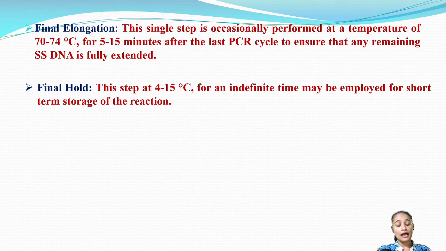We want to keep it at 4 degrees centigrade, and we can carry out this step of final hold. So we don't want any of the PCR product to get amplified, and we want to stop the non-specific amplification of secondary products. So that's why we carry out this final hold step.